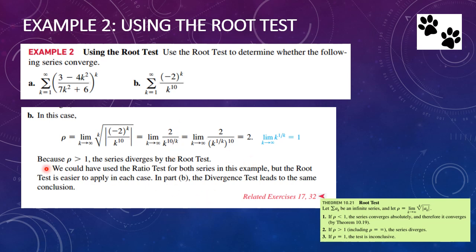And again, by the root test, if rho is greater than 1, then the series diverges. We could have used the ratio test for both series in this example, but the root test is easier to apply in each case. Remember, we said that the root test is good to use when you have exponents. In part B, the divergence test would lead to the same conclusion. So try some of the problems now, and we'll move on to the next section.